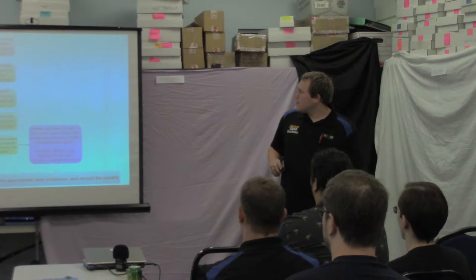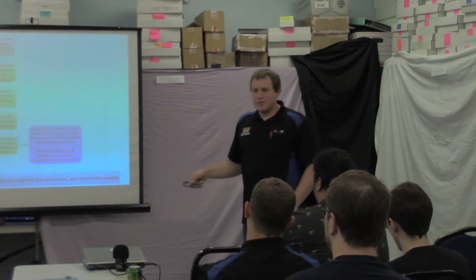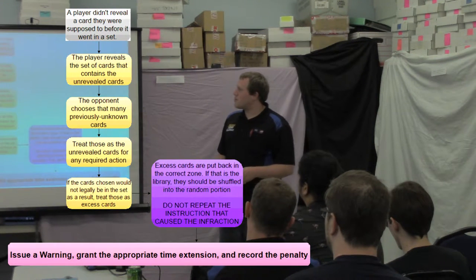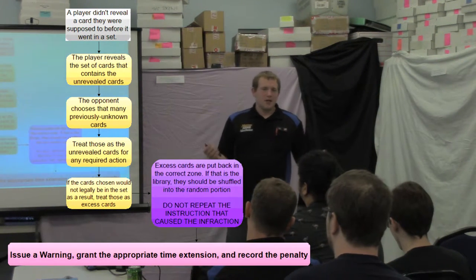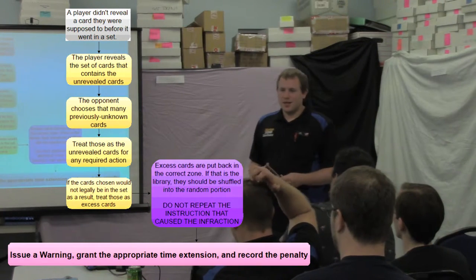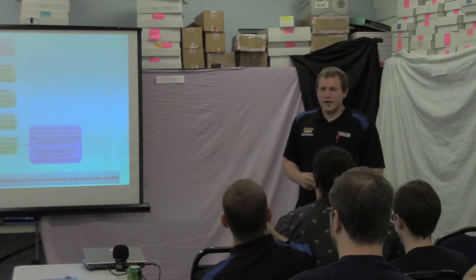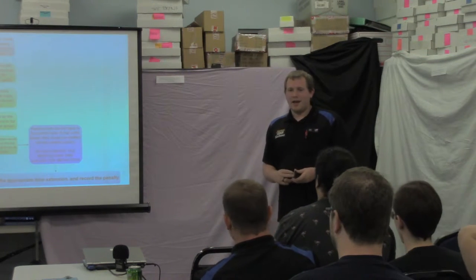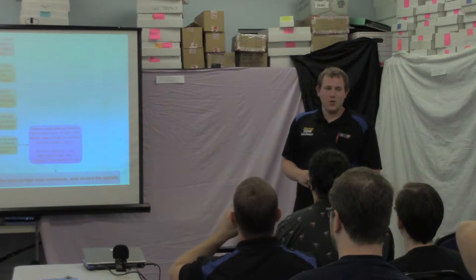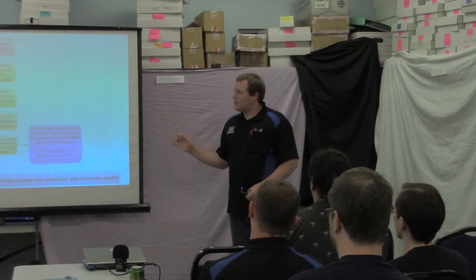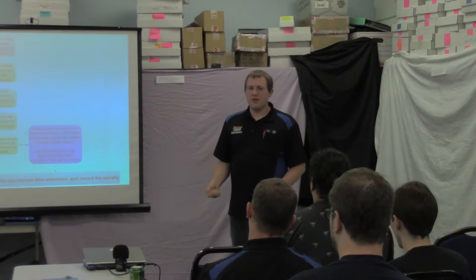Okay? So go to the first one of the two that are very similar. A player didn't reveal a card they were supposed to before it went into a set. So I'm sure most of you have seen the great Patrick Chapin incident from the Pro Tour, where he pluses a Johnny and puts, I believe, a Tasigur into his hand without revealing it to his opponent. So this covers those kinds of information. You were supposed to reveal to check the legality that you made a play before it went into a set.